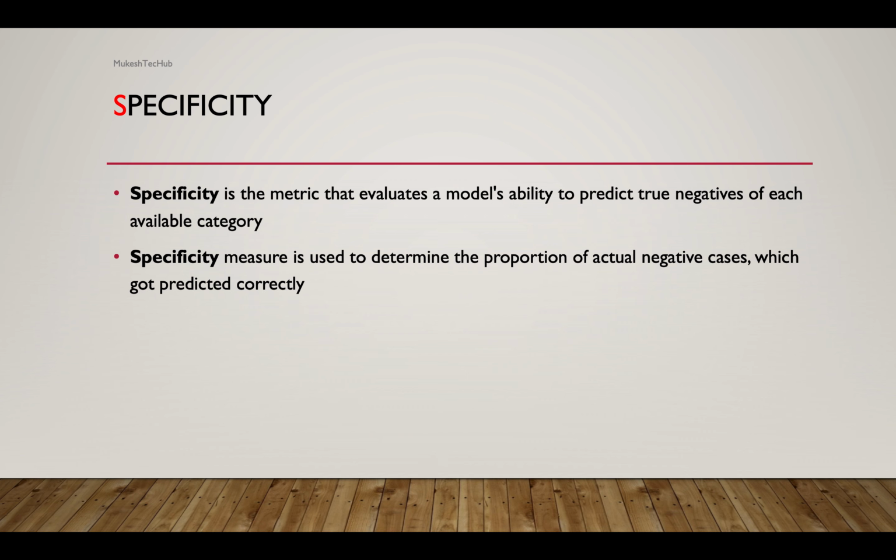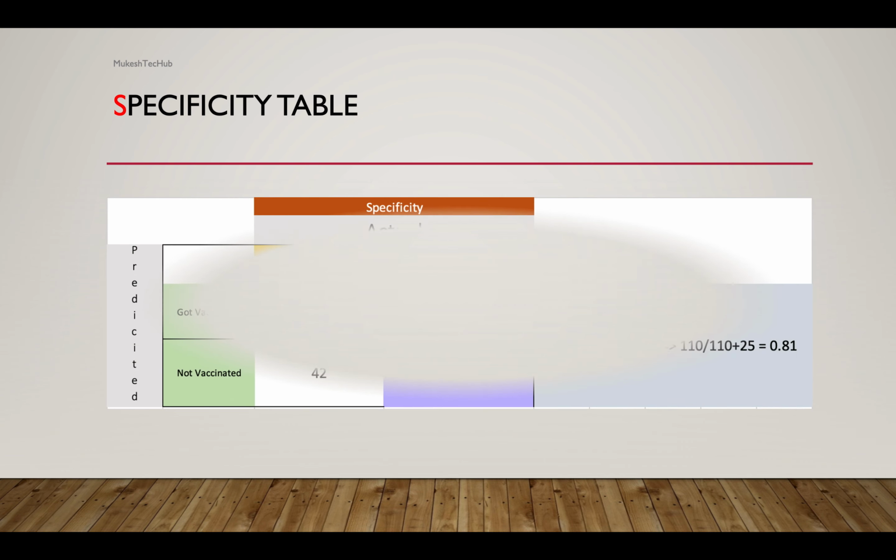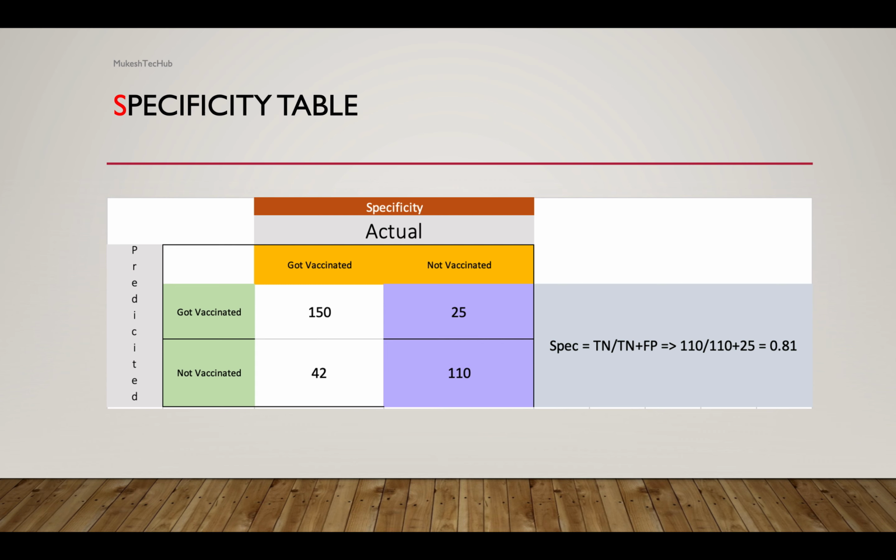So specificity is the metric that evaluates a model's ability to predict true negatives of each available category. Similarly to previous, where we calculated the true positive, in specificity we are calculating the true negative for each individual available category. So specificity is used to determine the proportion of actual negative cases which got predicted correctly. So if we look at the table, according to the formula, specificity refers to the true negative divided by true negative plus false positive.